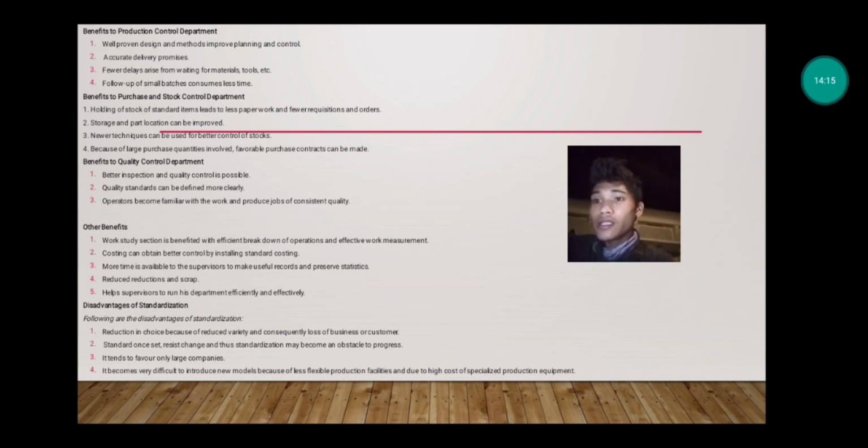Standard once set can do standardization may become an obstacle to progress.